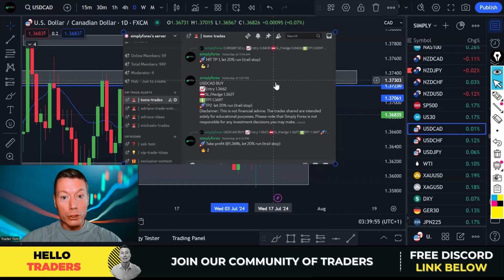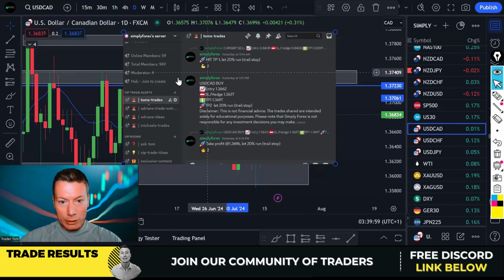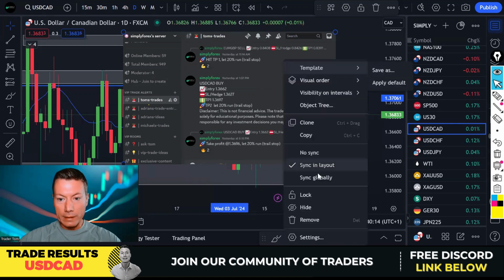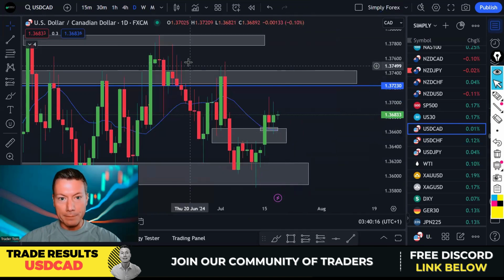Let's start with a new trade that I took yesterday. As you can see here, guys, this screenshot is taken from the VIP Trading Academy. This is where I put all of my signals. This was a US dollar, Canadian dollar buy trade, right? There's the entry, stop loss, take profit, etc. All right, so let's remove this now so you can see my screen.